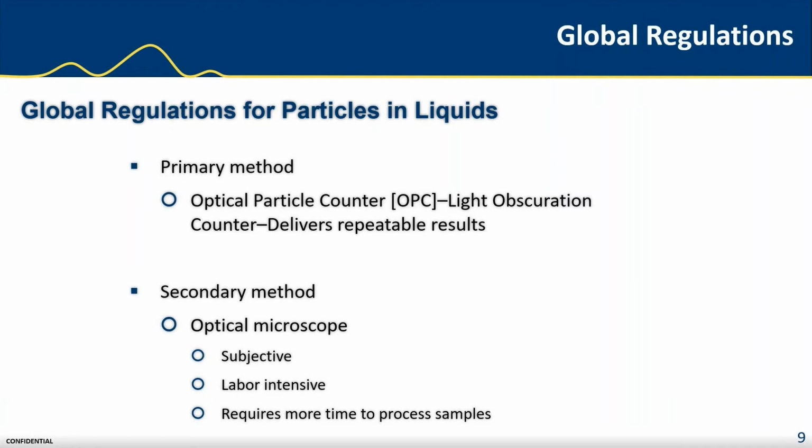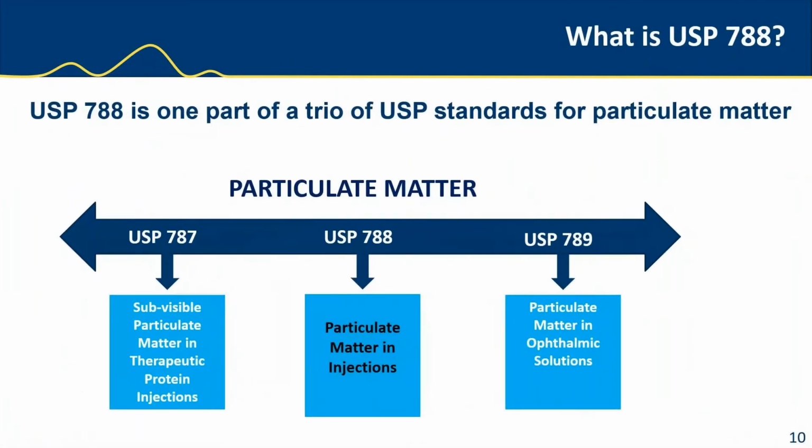And let's focus a bit on USP 788, which is the main theme of this webinar today. But first, I want to just talk a little bit about USP 787 and USP 789. So there's a couple of standards that USP defined for testing injectables and parenterals for particulate contamination. I want to provide you with an overview of USP 787 and USP 789, just so you're aware of their existence.